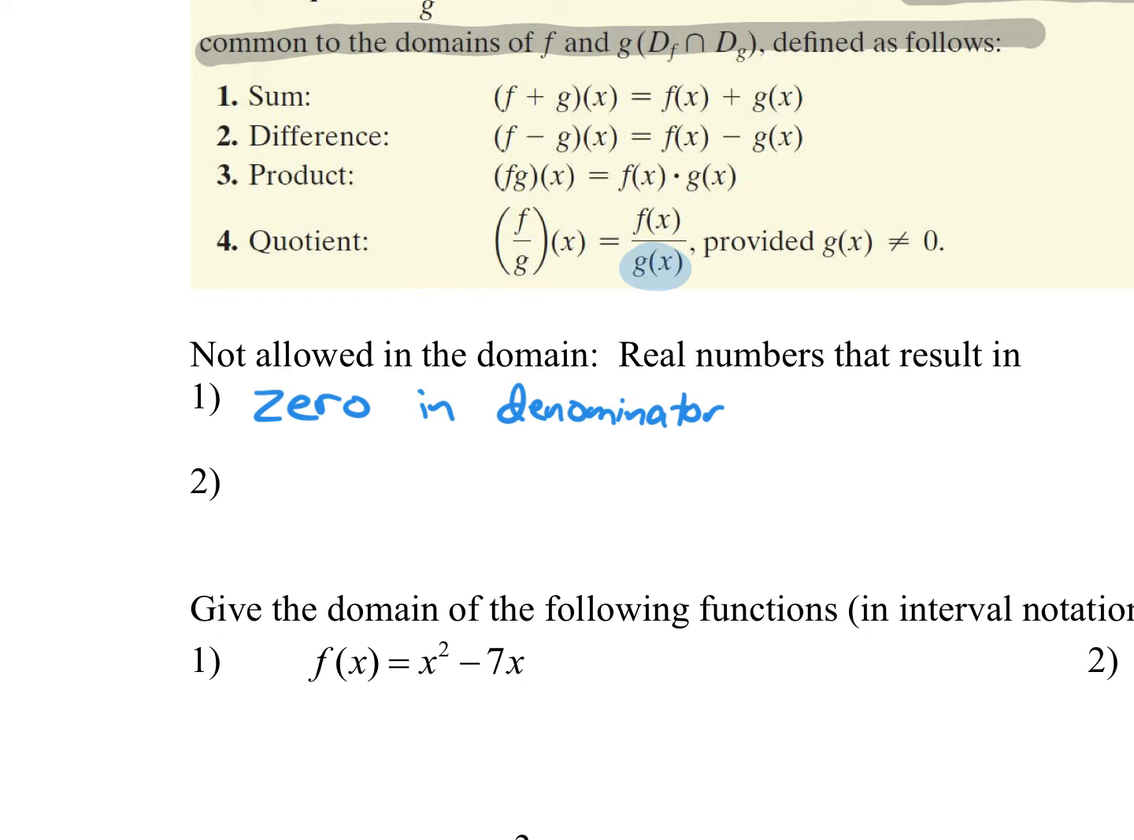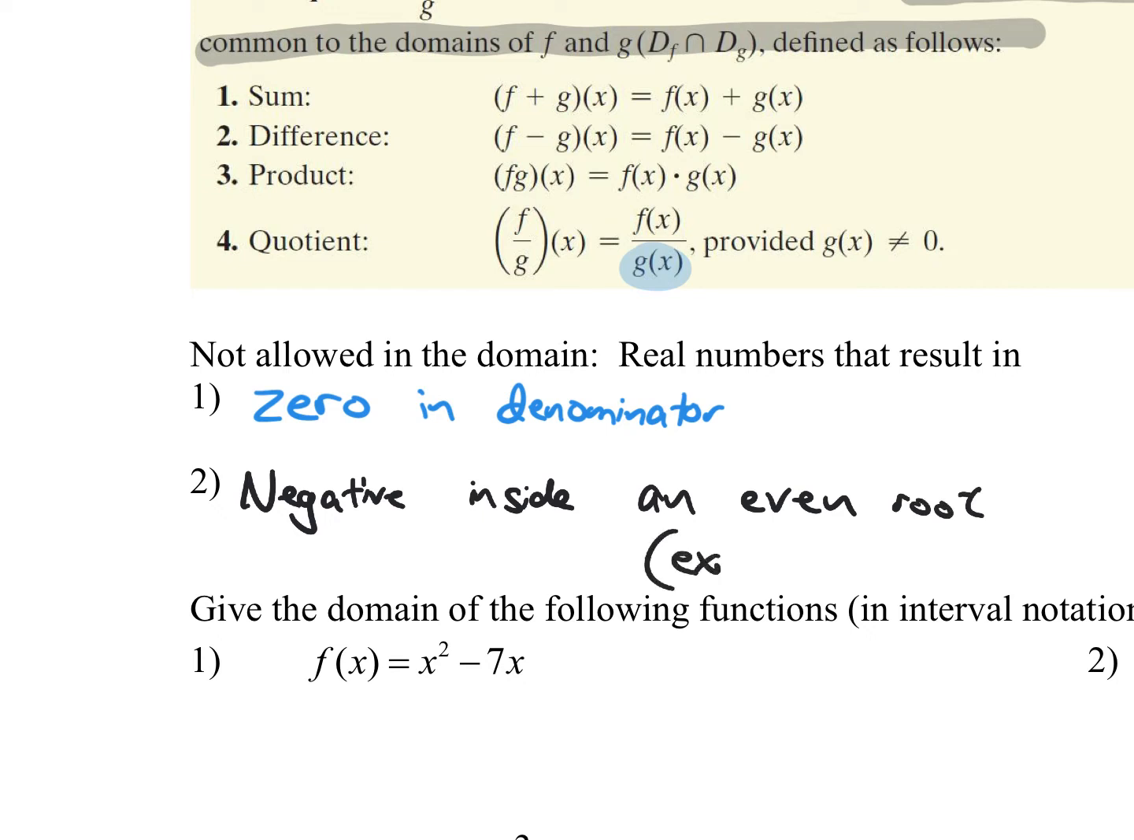Any values that would make, in this case, g of x equal to 0, would be excluded from our combined quotient function. The other issue when it comes to domain is if we have a negative inside an even root. For example, if I got a domain that resulted in the square root of -3, that is a non-real number, so we would exclude that part of our domain.